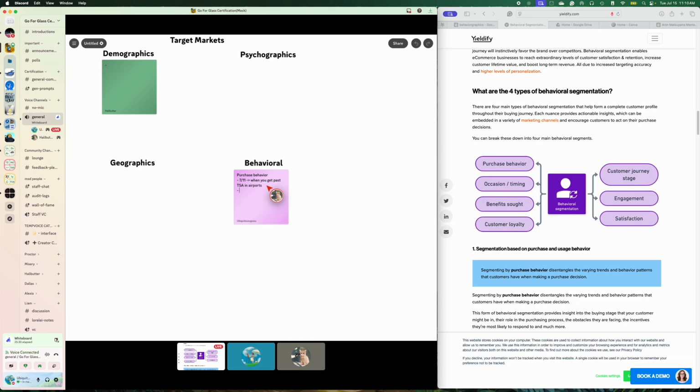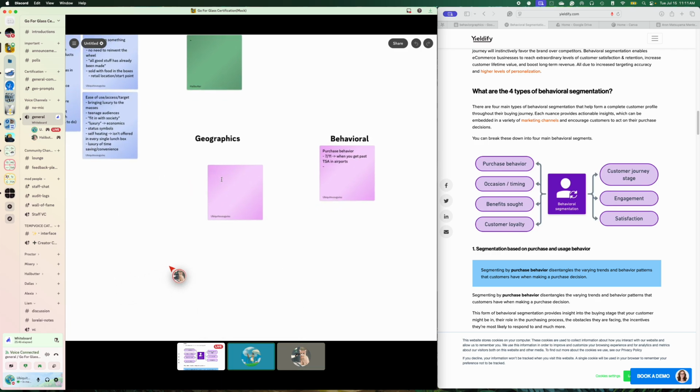Okay. First of all, we're going to take a moment. We're going to celebrate. Yay! Great job. That is awesome. That's a fantastic detail, that it's when we get past TSA in airports. That's a location thing. That's a geographics thing. And we can add that to geographics.